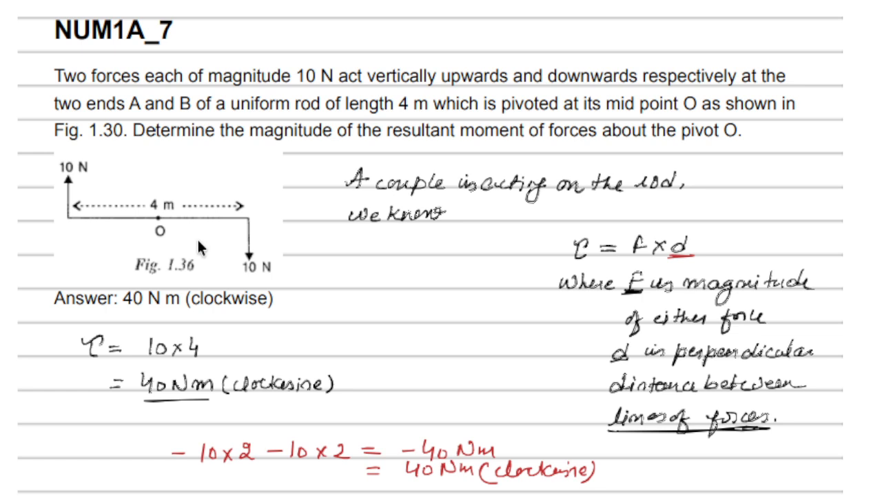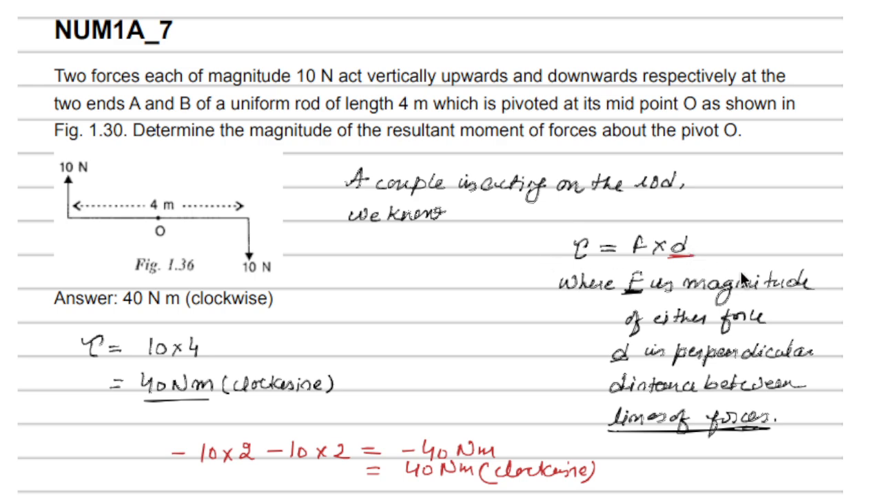It is just a case of couple. See here, two equal opposite forces are acting on a body which are not in line. There is a separation between their lines of force. This force's line of action will be this, and this force's line of action will be this. So they are not acting on the same line. So it is a case of a couple. A couple is acting on the rod.